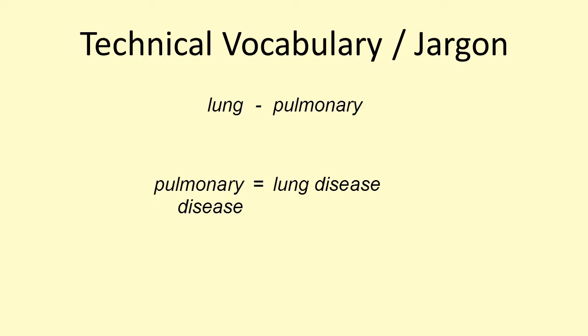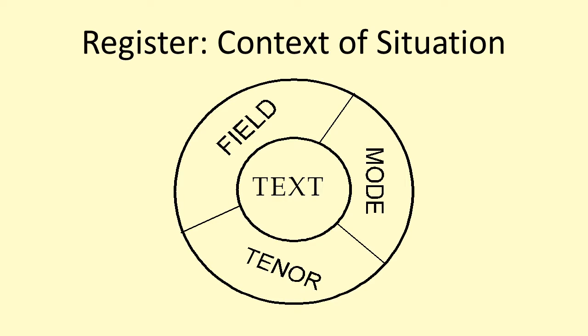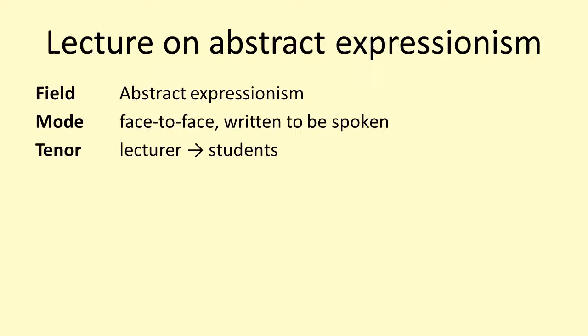So to recap, register consists of the field, the mode, and the tenor. So, for a lecture on abstract expressionism, the field is abstract expressionism. The mode is face-to-face, written in order to be spoken. And the tenor is formal, lecturer to students.